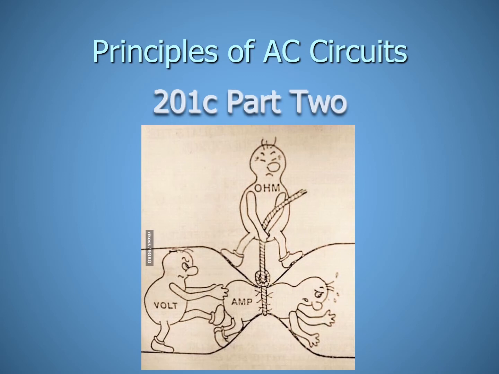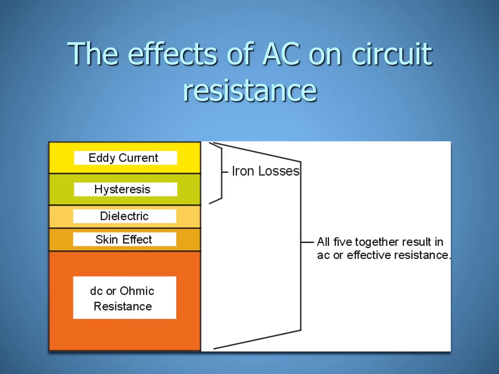Welcome to part 2 of Module 201C. We're going to look further into the principles of AC circuits. Before we were talking about reactance and resistance and how that creates a total impedance on our circuit, which limits our total current. However, there are more things at play that also affect the total resistance of our circuit.